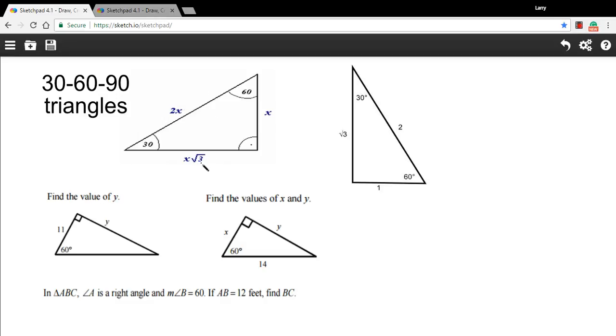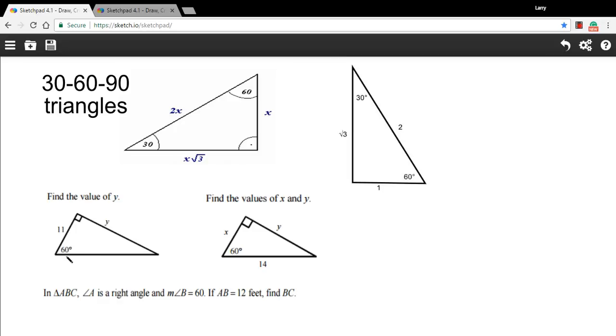And then the remaining side, the one that's in between, is whatever the short side is times the square root of 3. So if you know it's a 30, 60, 90 triangle, you can figure out all of the sides. Another way to think about this is with just a single unit put in for the short side. They have sides in a ratio of 1 to 2 to the square root of 3. Let's see how this works in a few problems.